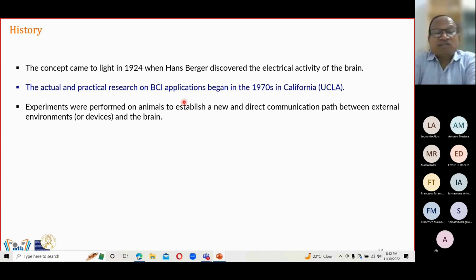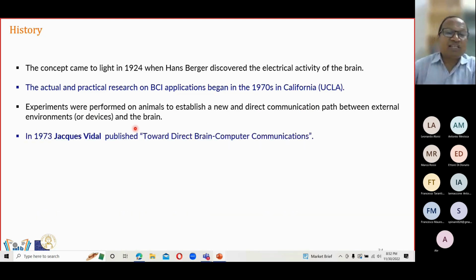The actual and practical research on BCI applications started in the 70s in California, and experimental studies were performed on animals initially. See, when you want to do some research in an area, or understand the capabilities of some research area or topic, you need to understand the historical background as well: how the research originated, and on what basis they moved forward. So this history is equally important. They started with experiments on animals to reach a conclusion about whether there is any new or direct communication path between the external environment and the brain.